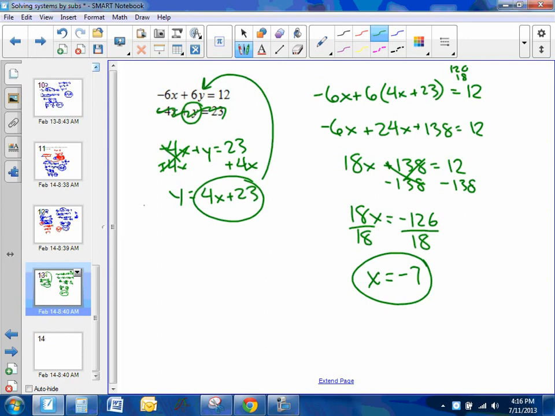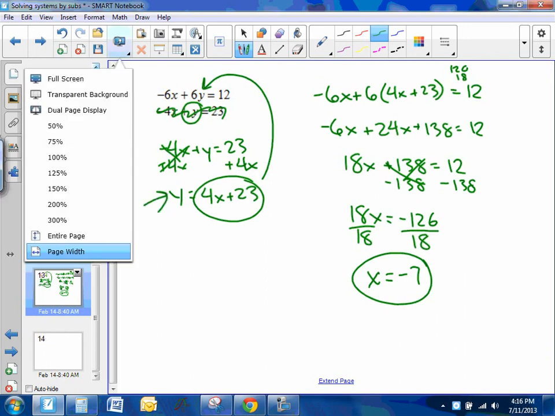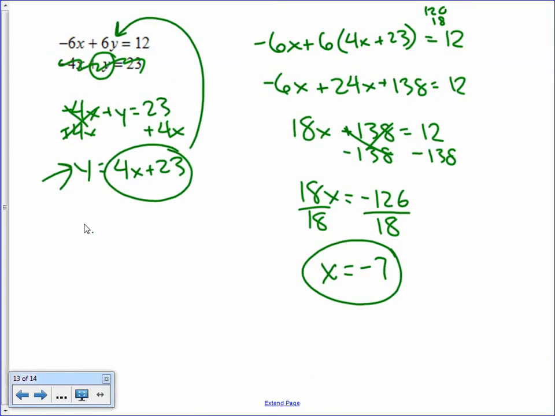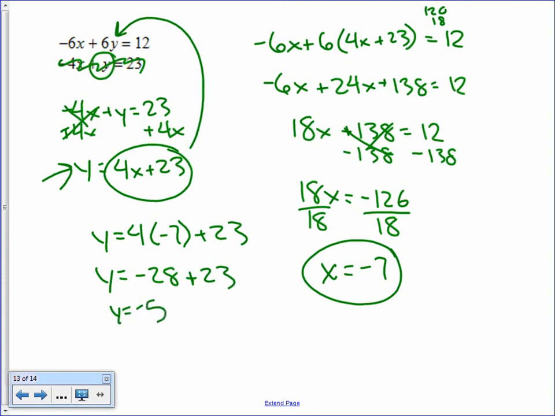Got to find the y value. So let's plug that in for, let's choose this equation right here. Looks like the easiest one to work with. So we have y equals 4 times negative 7 plus 23. So 4 times negative 7 gives me a negative 28 plus 23. And negative 28 plus 23 will give me a y value of negative 5. So the point negative 7, negative 5 will be my answer.